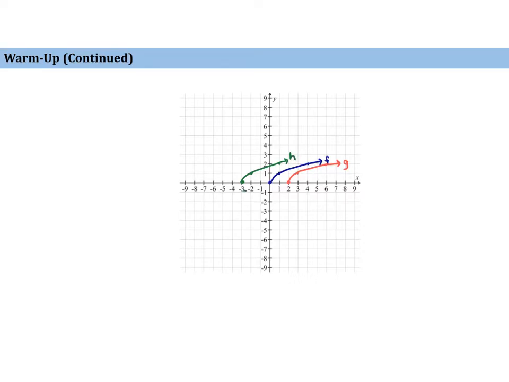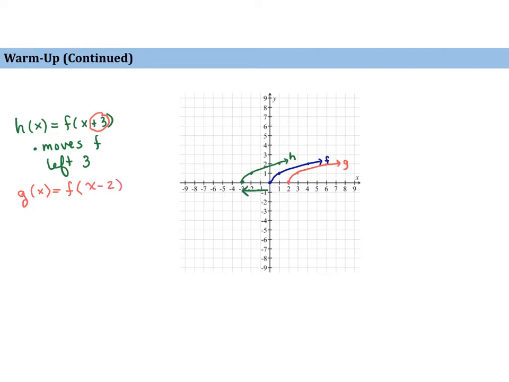So you'll notice that, if you remember, h of x equals f of x plus 3, and that was a movement of our graph of f to the left 3. So this addition of 3 moves us left 3 because it's a change in our input, a change in our x values. And then, if we look at g of x, we had f of x minus 2, and that was a movement of f to the right 2 units.